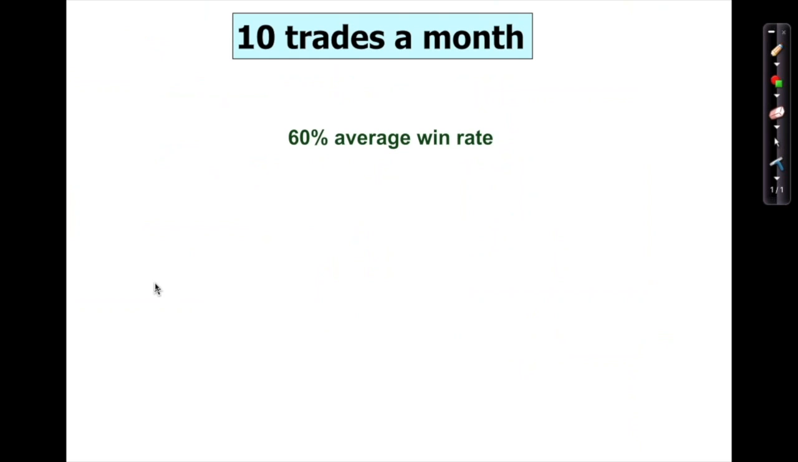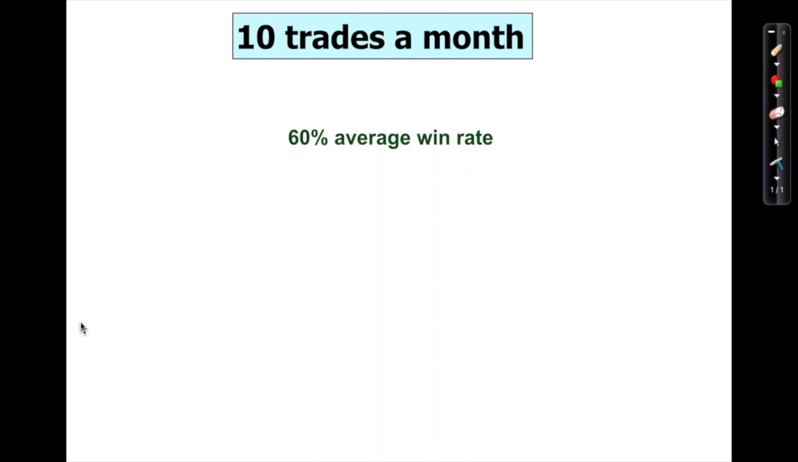Let me give you an example. On average, I do about 20 trades a month on the US markets. But let's imagine you do 10 trades a month. And like I said, even if you use all the strategies, you can't be right all the time. That's a fact of life.